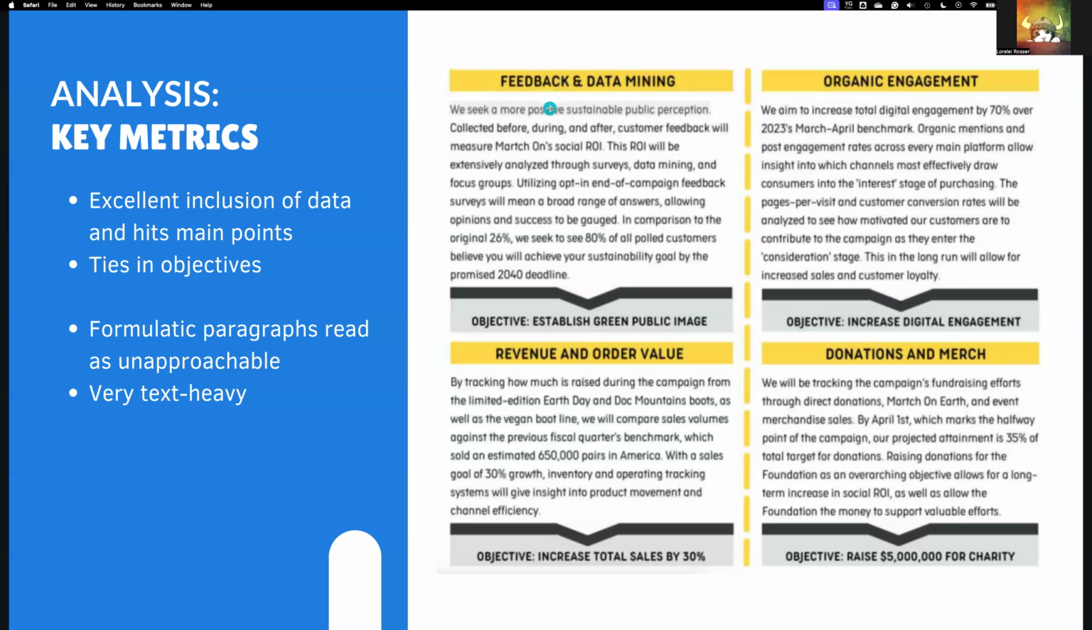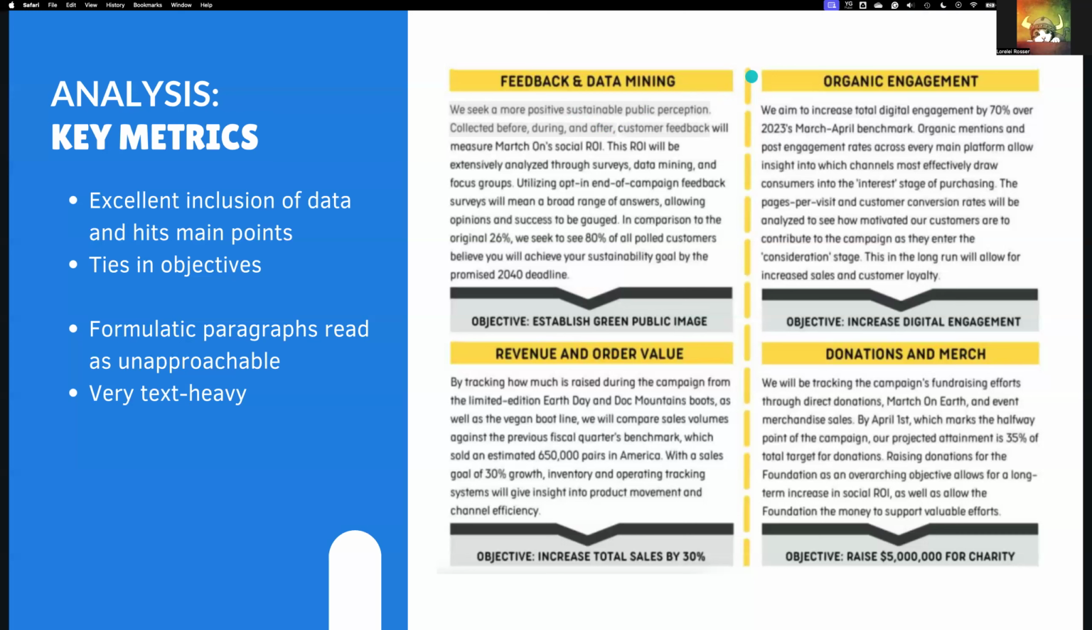Then we're going to restate our objective as clearly as we can. We seek a more positive, sustainable public perception. It's clean, it's to the point, it can even almost fully restate what your objective slide said, but you're going to take out the measurements, just getting the cold hard basics. Next, we're going to tell them when we collect our key metric, before, during, and after. Next, we're going to tell them what our actual first key metric collection is.